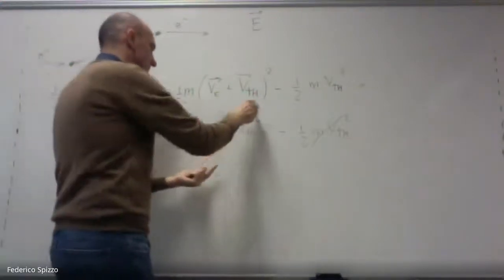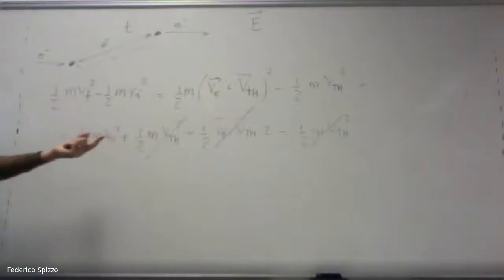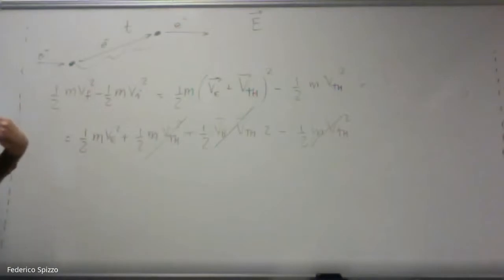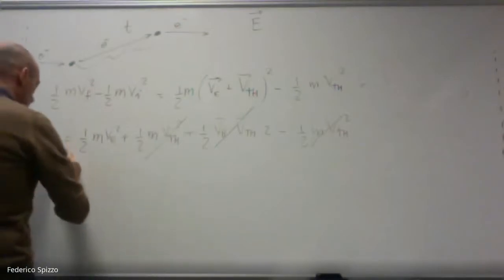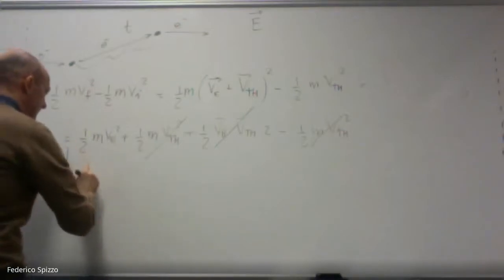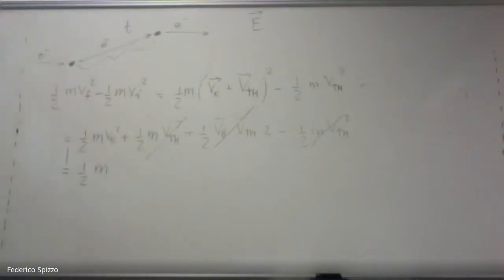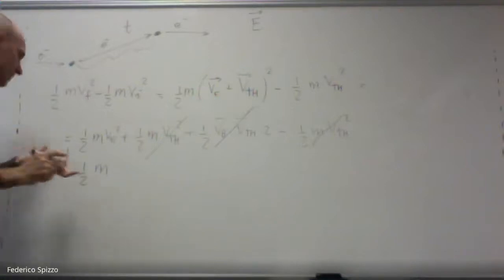So this term can also be removed. What we have here is just the contribution that is due to the electric field. And the contribution of the electric field is m times the velocity that the electron has after a time equal to t.